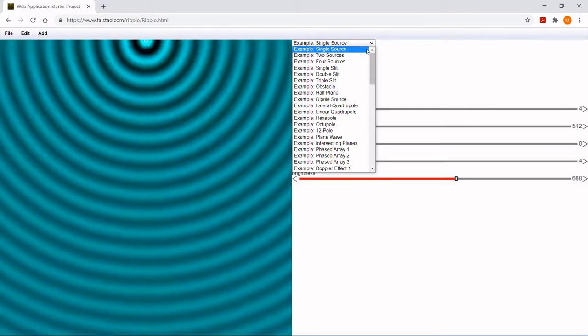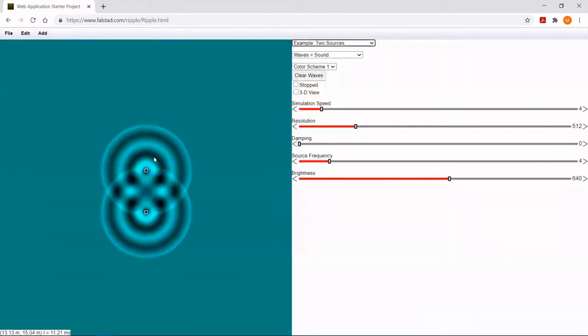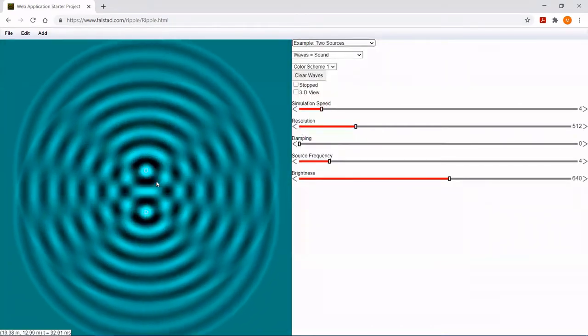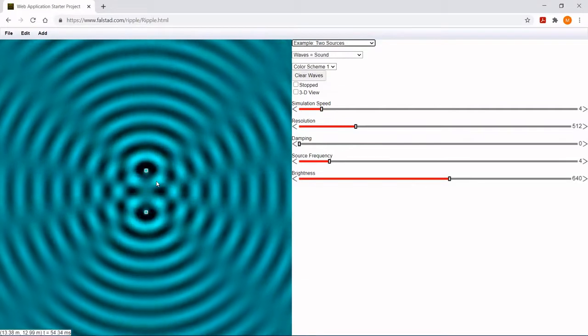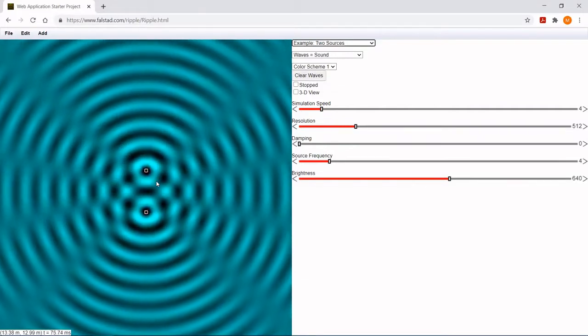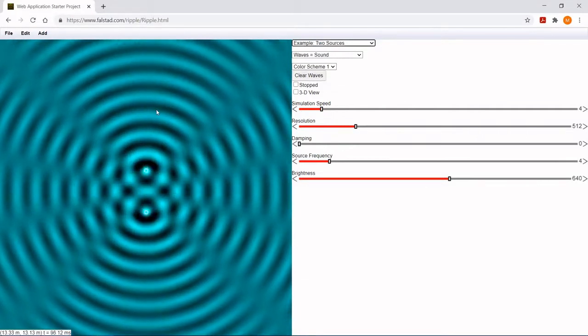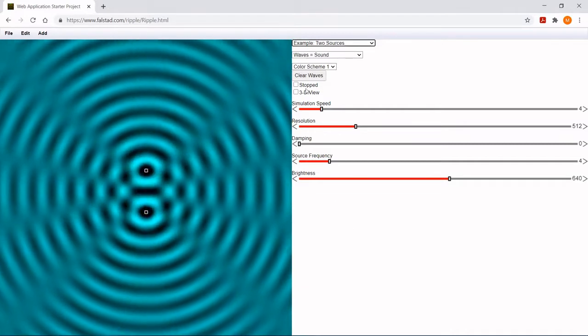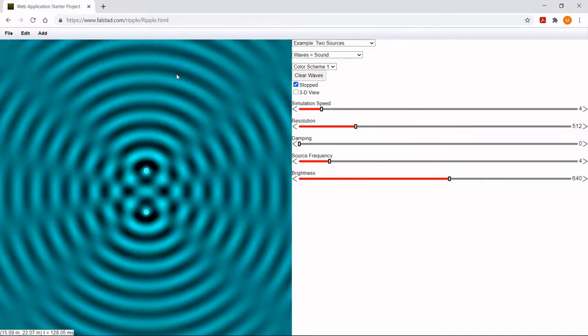Let's go ahead and start with just two sources. You'll notice that they're producing waves in phase. That's another way of saying that their inherent phase difference is zero. We can clearly see the wavelength here. Let me pause. The wavelength would be the distance from one bright band to the next. That's the crest to crest distance, or the valley to valley distance.